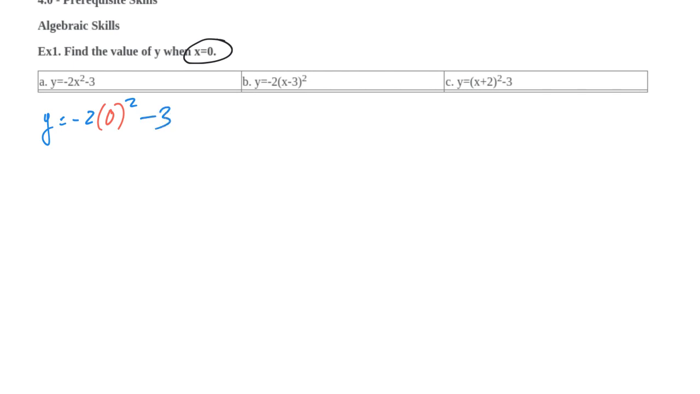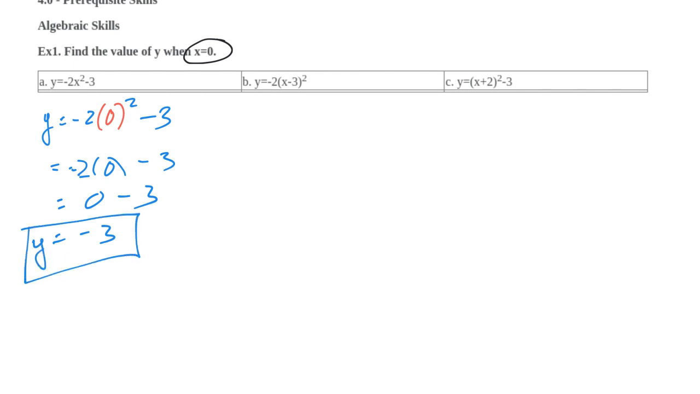Well, 0 squared is 0, and 0 times anything is 0. So that means we have negative 2 times 0, and then minus 3, which is 0 minus 3, which gives us negative 3. So when x is 0, y is negative 3. And we can do the same for each of these equations that we have here. But when we do the substitution, we must substitute x equals 0 in. Pause the video and try part B, and I'll show you my solution.